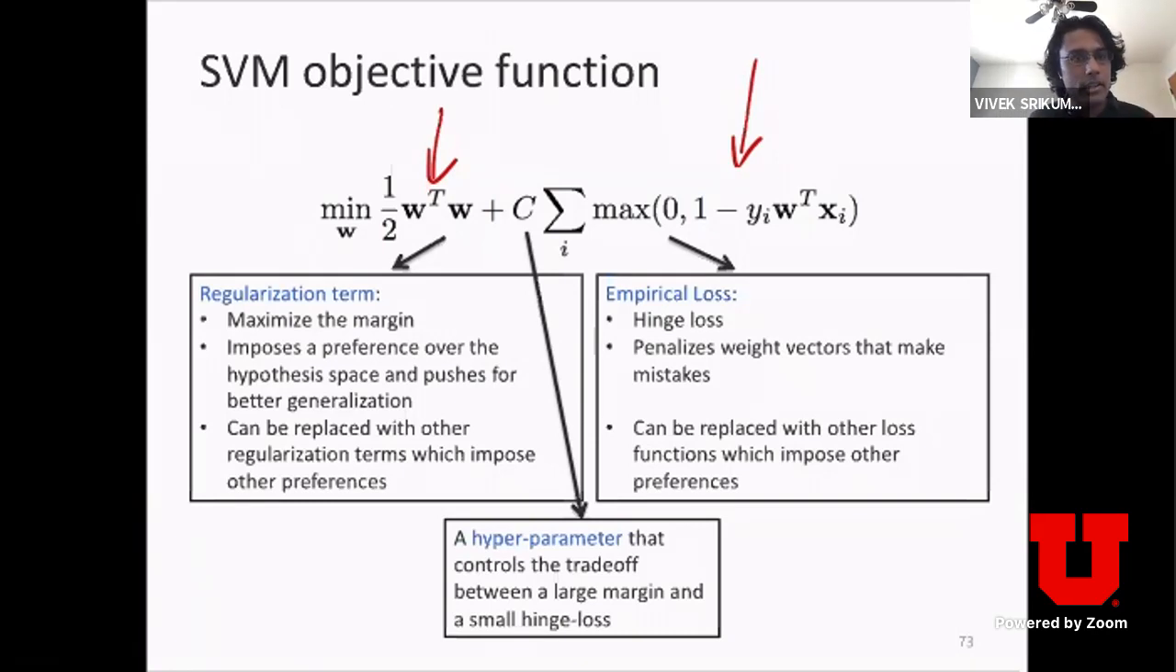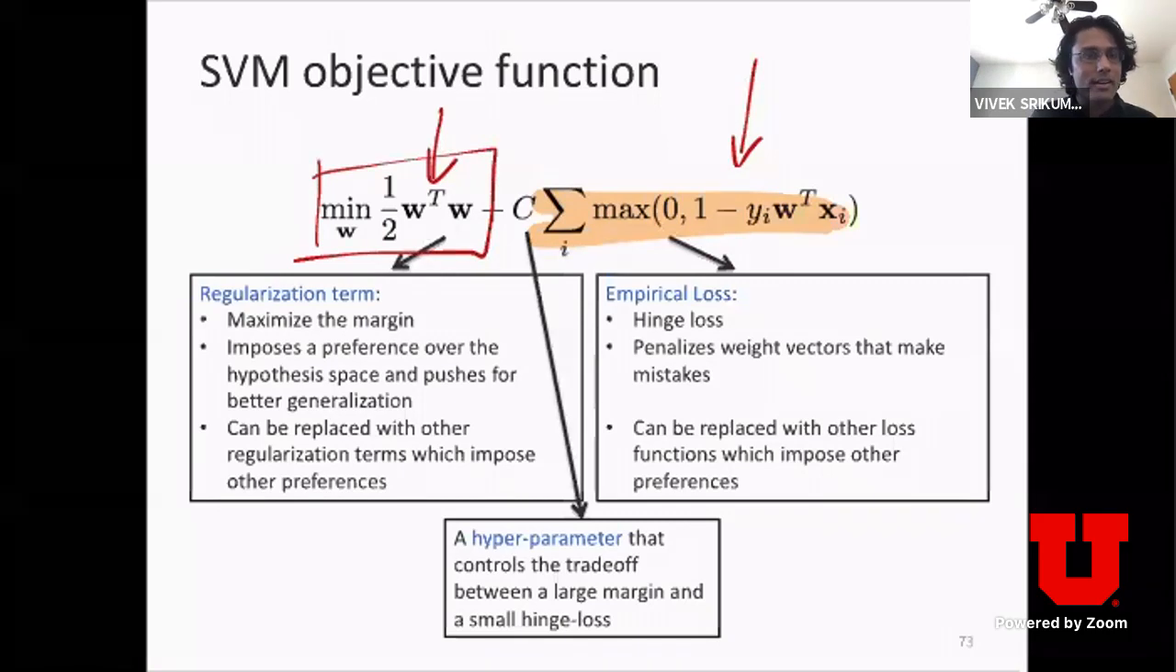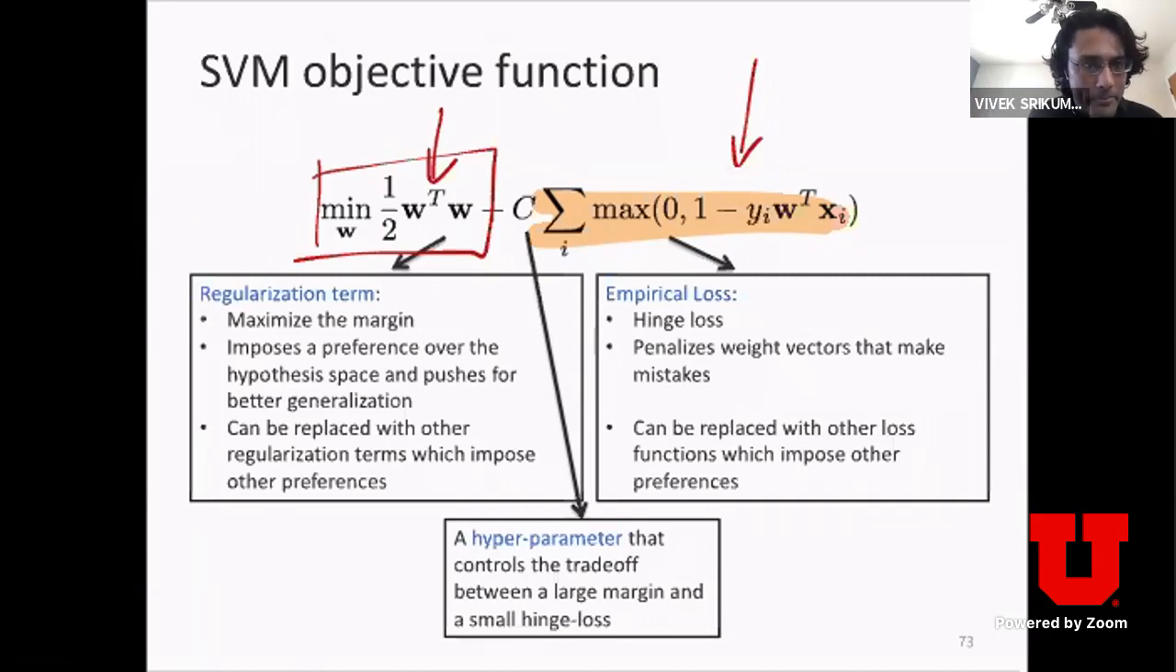Let's consider the case when C is 0. When C is 0, this entire term vanishes. So we are just minimizing half of W transpose W, where the answer is we don't need to solve an optimization problem. We don't need a training set. The answer is 0. It turns out when W is 0 and you work through the whole math that we worked through at the beginning of the SVM unit, it corresponds to an infinite margin. So it gives you the maximum margin.